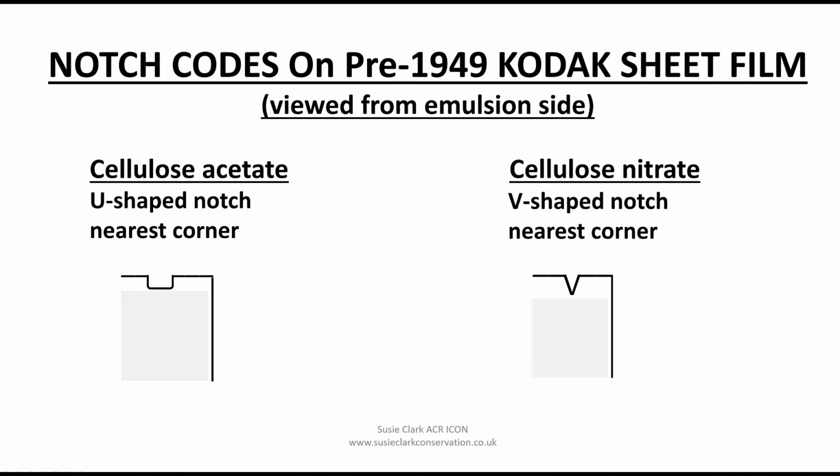So to look at the notch codes, you look at the sheet film from the emulsion side with any notches along the top edge. And there may be several notches, but look at the one that's nearest the right corner, the top right corner. And if it is a V shape, it indicates nitrate, and if it is a U shape, it indicates cellulose acetate.